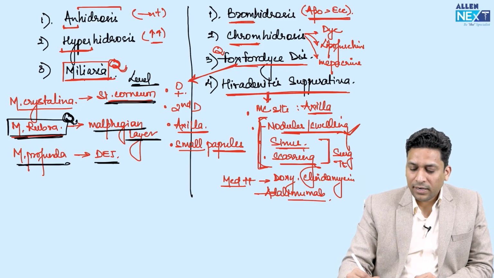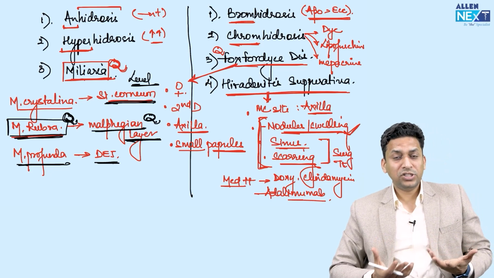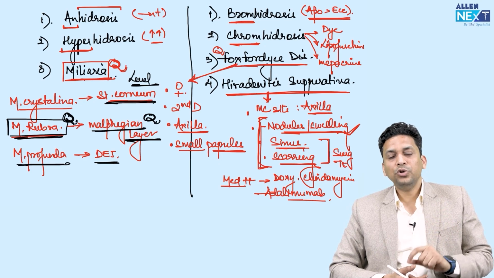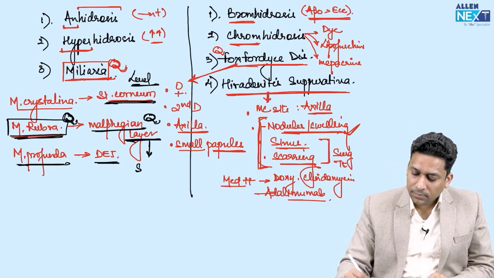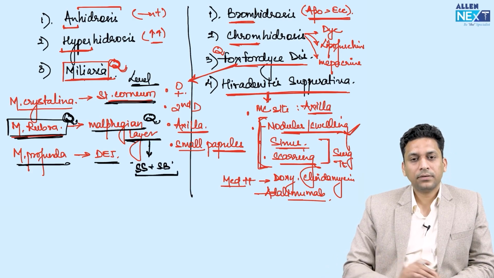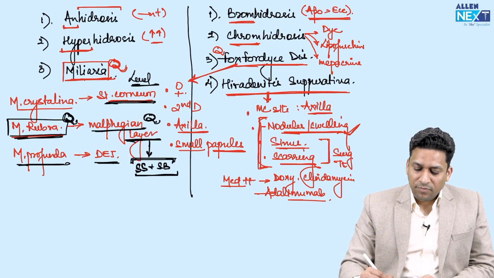Now, all of you might be wondering that we have discussed all the layers of skin, but we have not discussed Malpighian layer. What is this layer? So remember, Malpighian layer is another term which is used for lower epidermis. Lower epidermis, that is stratum spinosum along with stratum basale. These two layers together form the Malpighian layer. So Malpighian layer is nothing but the lower epidermis, that is stratum spinosum along with the stratum basale. And this type of miliaria is the most common type, miliaria rubra.